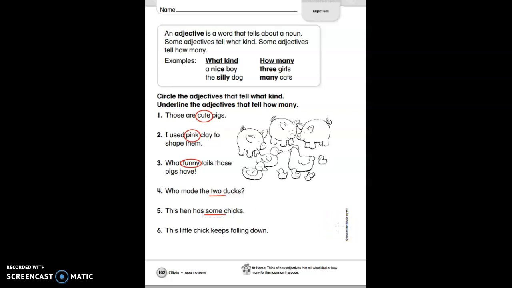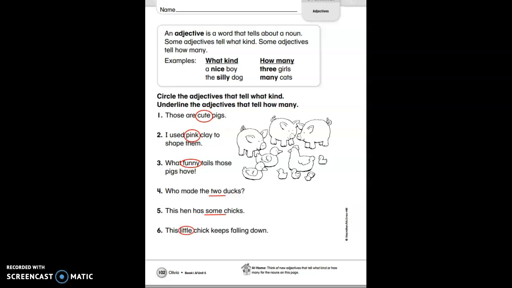And number 6. This little chick keeps falling down. What's our noun? Our noun is chick. How do they describe chick? Right. The chick is little. And it tells us what kind of chick it is, so let's circle.